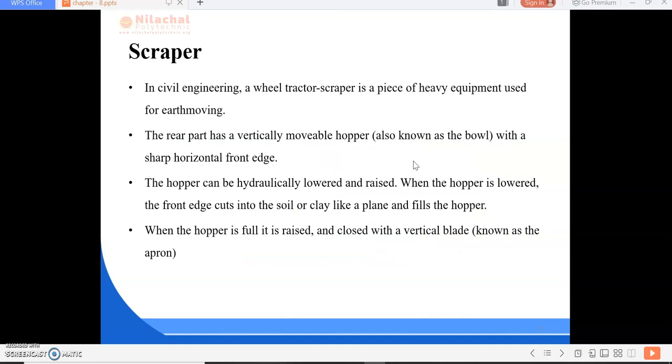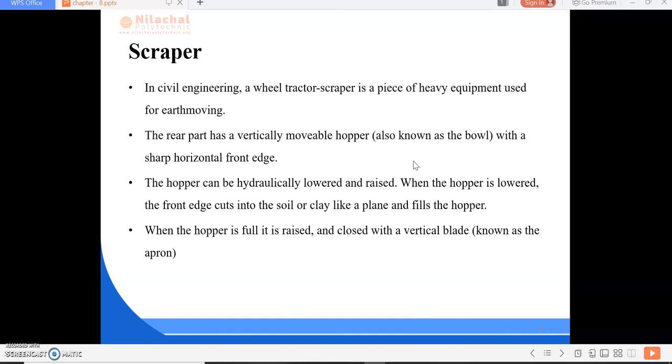Next is scraper. It consists of a large bucket called scraper and it is attached to a tractor. It has a cutting edge at the bottom. In civil engineering, a wheel tractor scraper is a piece of heavy equipment used for earth moving. The rear part has a vertically movable hopper, also known as the bowl, with a sharp horizontal front edge. The hopper can be hydraulically lowered and raised.